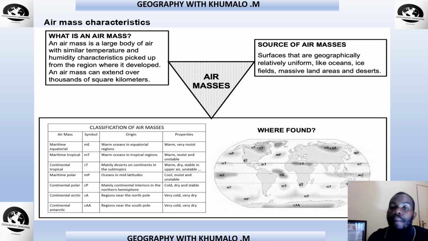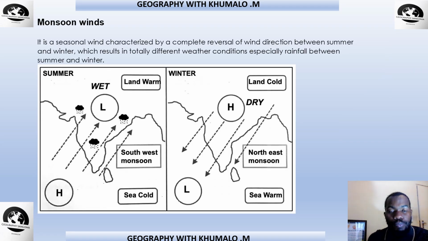It's no longer air, but it's wind. What is this? The source of air masses: surfaces that are geographically relatively uniform, like oceans, ice fields, massive land areas, and deserts. That is where we get our air masses coming from. Then we come to the trade winds. We talk about the monsoon winds.